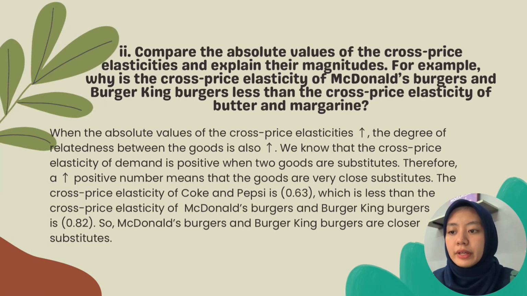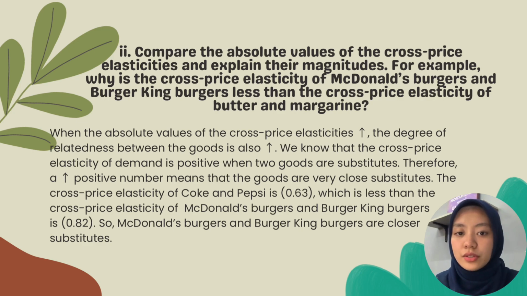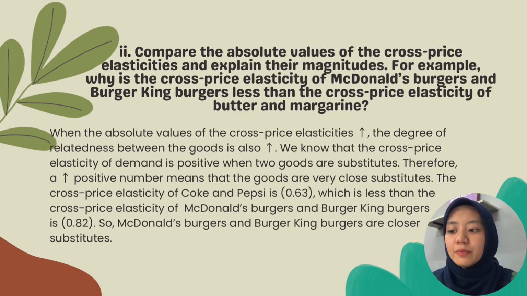Second Roman, compare the absolute values of the cross price elasticities and explain their magnitude. For example, why is the cross price elasticity of McDonald's burger and Burger King burger less than the cross price elasticity of butter and margarine? Alright, when the absolute value of the cross price elasticity is higher, the degree of relatedness between the goods is also higher. We know that the cross price elasticity of demand is positive when two goods are substitutes. Therefore, a higher positive number means that the goods are very close substitutes.